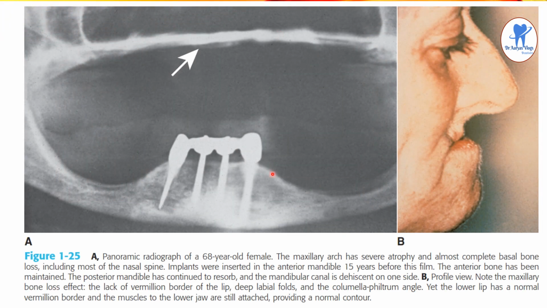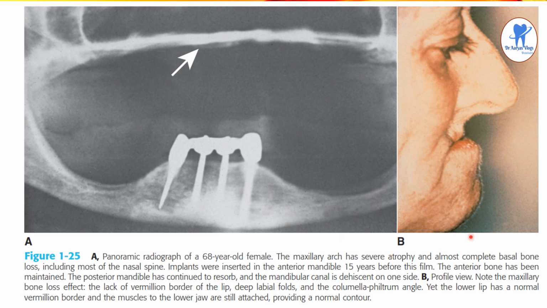So this is the panoramic radiograph of a 68-year-old female. Here it shows the maxillary arch, which has severe atrophy and almost complete basal bone loss, including most of the nasal spine. Here the implants were inserted in the anterior mandible 15 years before this film. The anterior bone has been maintained and the posterior mandible continues to resorb, and the mandibular canal is dehiscent on one side.